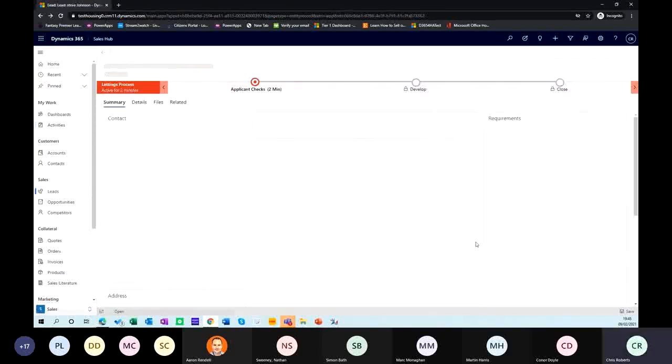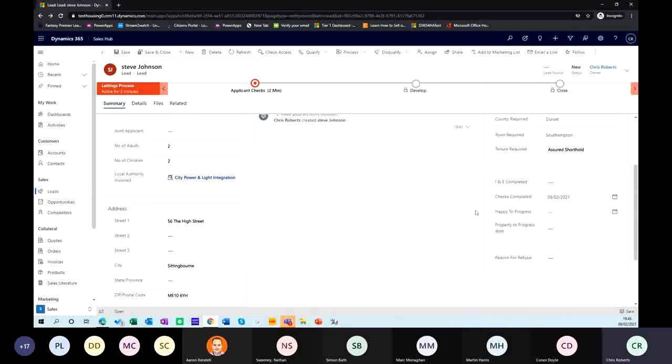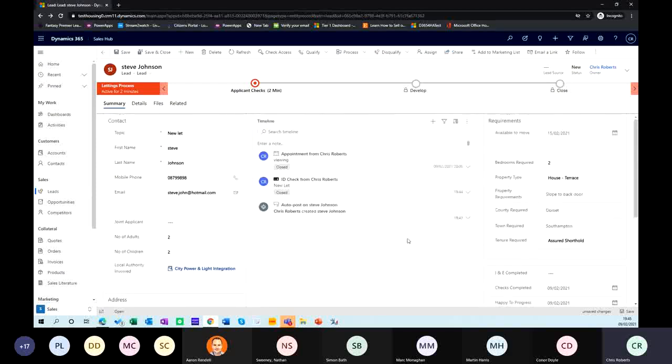So we've gone out, we found out what the customer's needs are. We've had the ID check completed and they've come out and viewed the property and they want to proceed with it. So they're happy to proceed today and we've got the property they're interested in. If for whatever reason they're refused, we can then obviously add that information there and follow a different process if required. But we're going to assume this was all good.